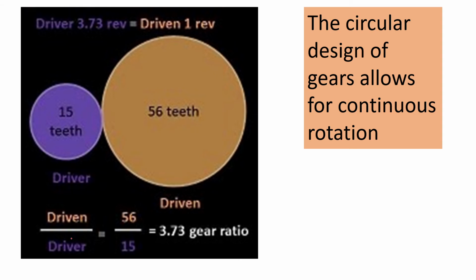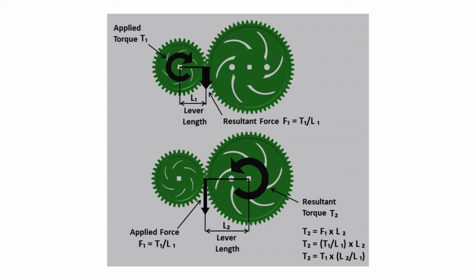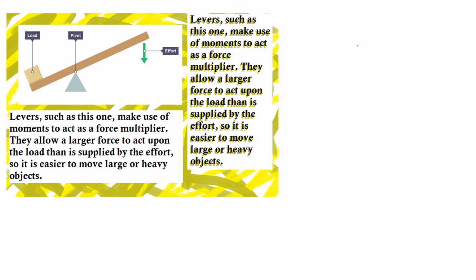So driven divided by driver is 56 divided by 15, which is 3.73. The circular design of gears allows for continuous rotation. You can pause this and have a look for yourself what this means. Right. Levers such as this one make use of moments to act as a force multiplier. They allow a larger force to act upon the load than is supplied by the effort, so it is easier to move large or heavy objects.